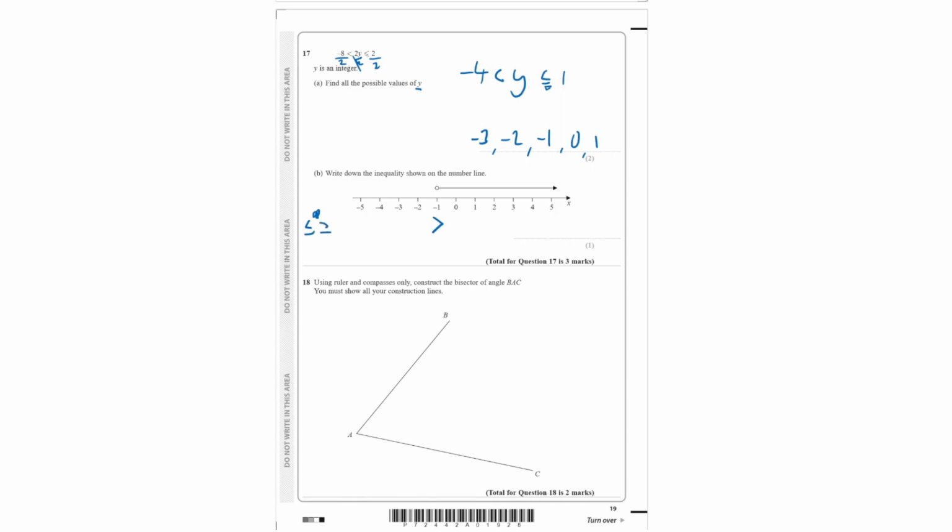Now, it's going from negative 1 all the way after 5. You can see this arrow. So that means it goes on infinitely. So that means here, x is greater than negative 1, because it goes on infinitely. There is no end.